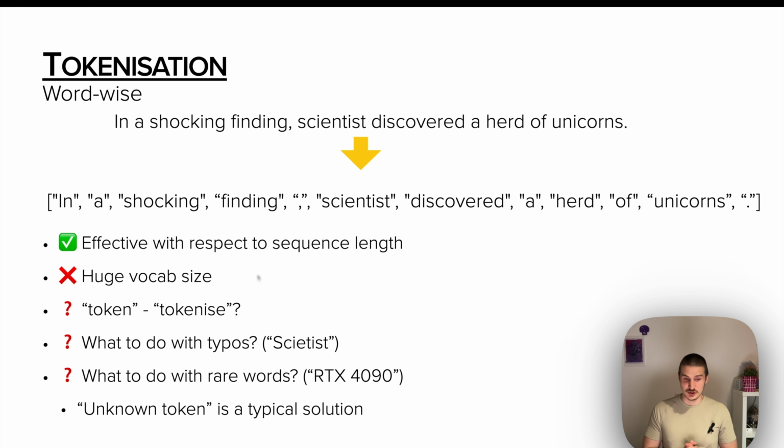A typical solution with models that use word-wise tokenization is to just have an unknown token. So for example, you see these words and you know them. In a shocking finding, and then you have a comma, and then you have a typo here, for example. It will just be replaced by unknown. The model can still infer what is happening here, but it will have a lot of these unknown tokens, and some information will be lost.